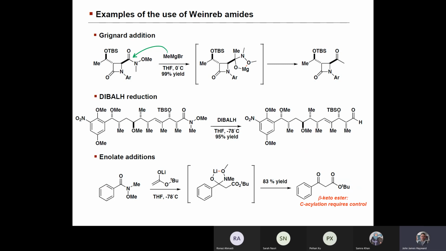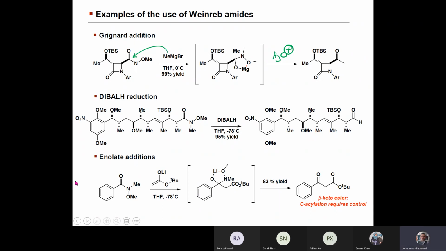So you get your intermediate, and then that breaks down on workup to give the desired ketone. Like I was saying, you can do a DIBAL reduction to get the aldehyde, and sometimes this is the best thing to do because it's very gentle if you've got a very complicated molecule, as you can see here. And you can finally do an enolate addition to give this beta-keto ester. Okay, this is pretty nifty.